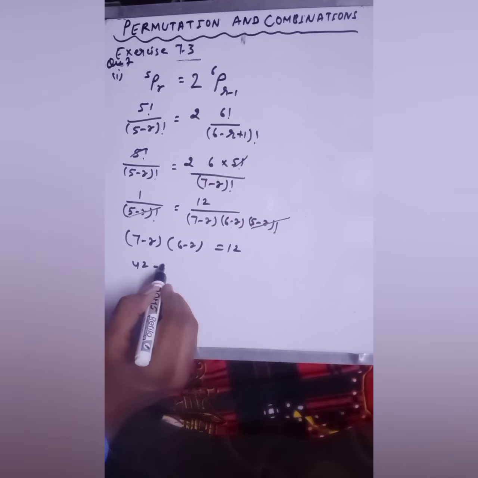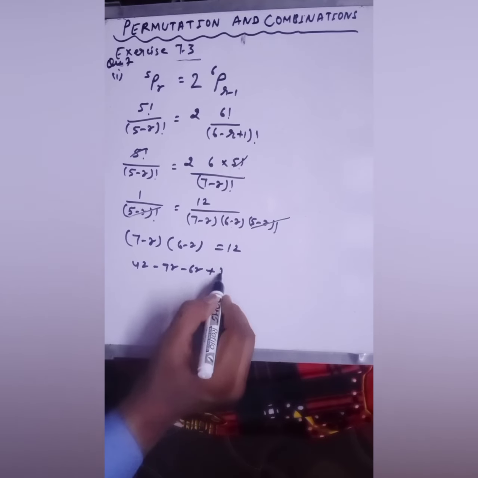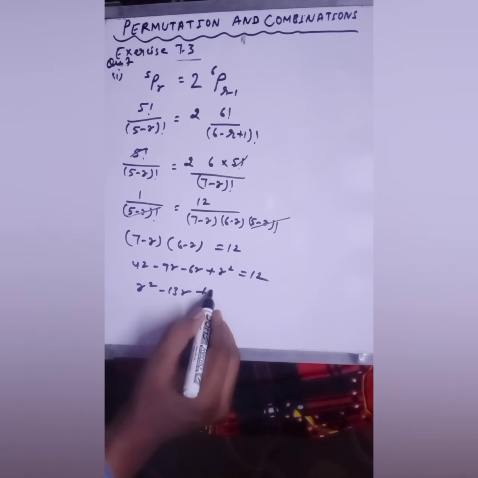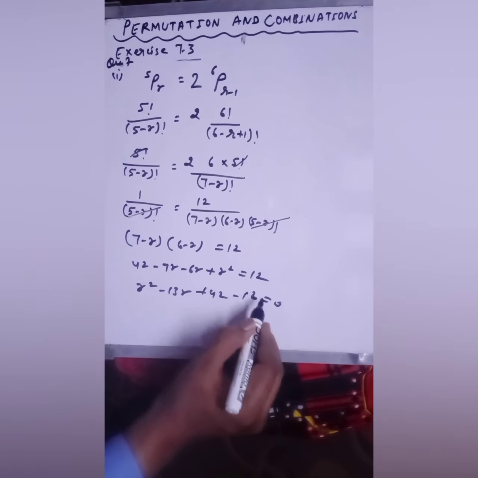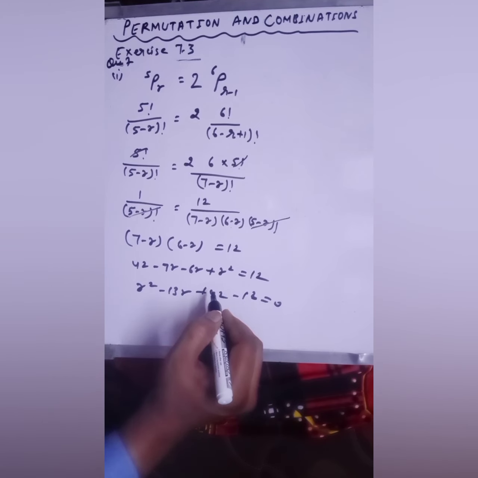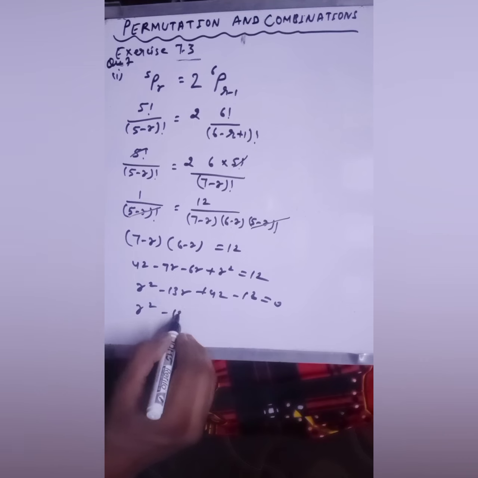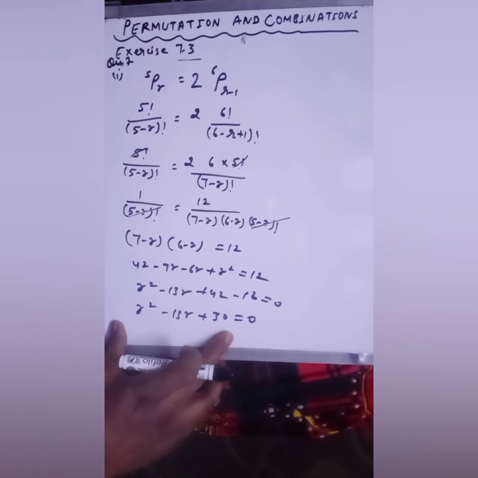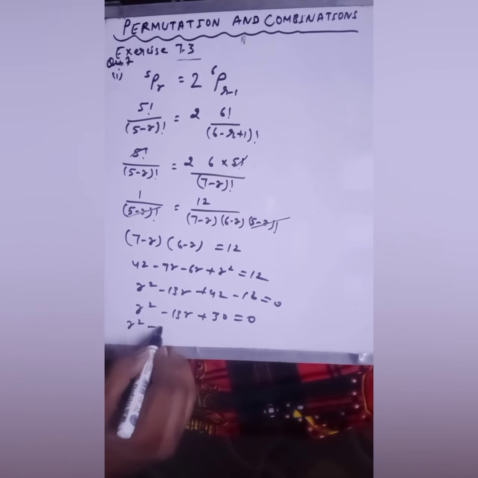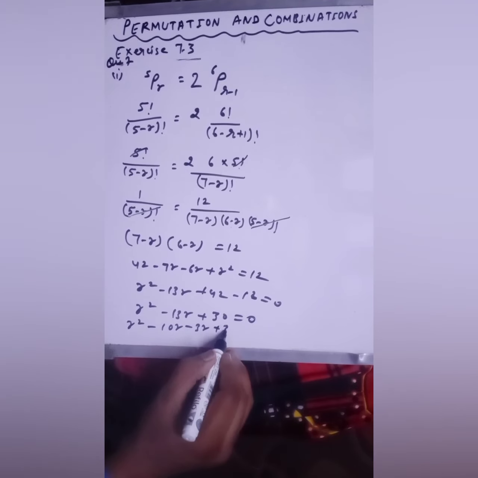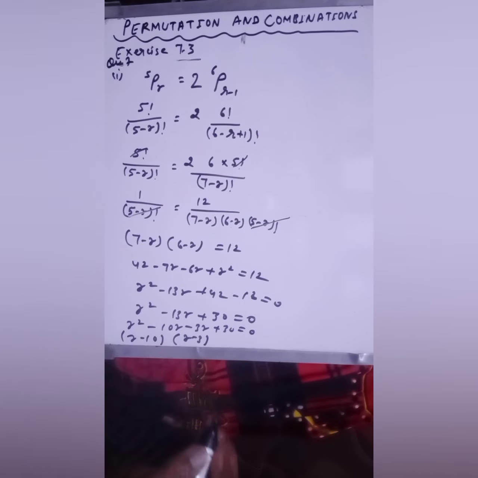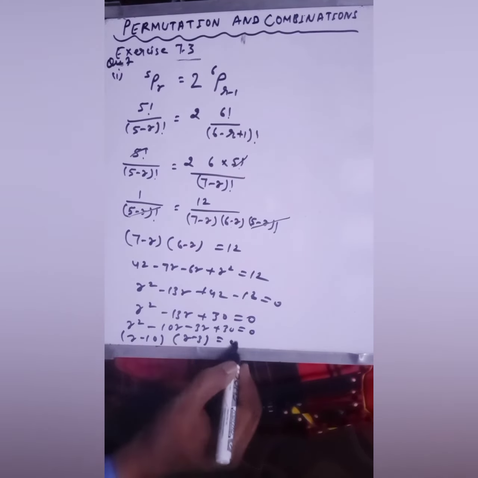Multiply it: 42 minus 7r minus 6r plus r square, that is equal to 12. So r square minus 13r plus 42 minus 12 is equal to 0, because this 12 will come on this side. Got it? So r square minus 13r plus 30 is equal to 0. Here you just have to split the middle term. So you'll get r square minus 10r minus 3r plus 30 equals 0. So your factors would be (r minus 10) and (r minus 3) equal to 0.